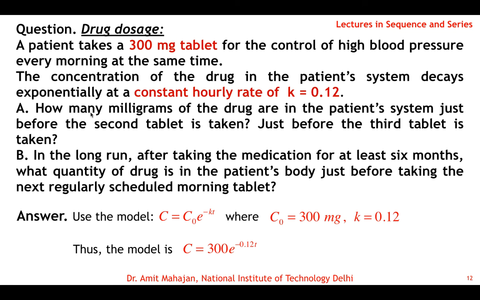So the first question asks how many milligrams of drug are in the patient's system just before the second tablet is taken. It is said that the patient takes a tablet every morning at the same time. So if we have taken one initial tablet in the morning, the next will be the next day at the same time, so that will be 24 hours. We can calculate this with t value 24. Then just before the third tablet is taken, after the first day he will take the second tablet, and after 48 hours will be the third tablet. So t will be 48 hours, but in this case some amount of the initial and some amount of the second tablet will be there, so it will be the sum of two. We'll just see this.